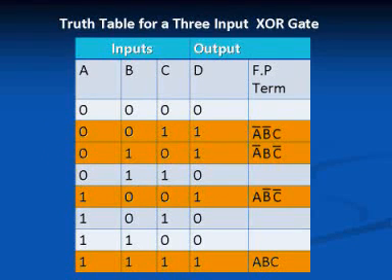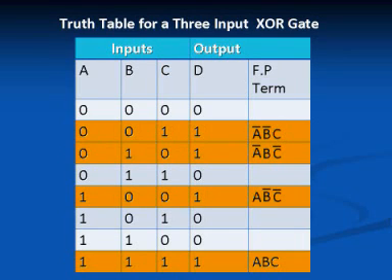For 0, 1, 0, D is 1. For 0, 1, 1, D is 0. For 1, 0, 0, D is 1. For 1, 0, 1, D is 0. For 1, 1, 0, D is 0. For 1, 1, 1, D is 1.